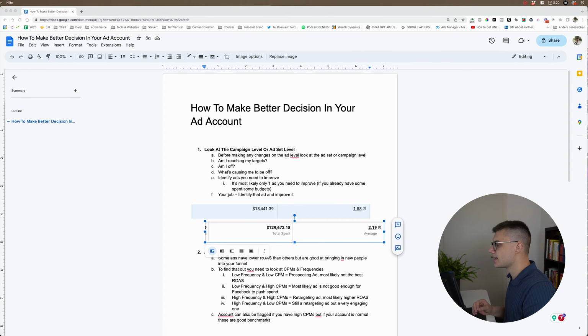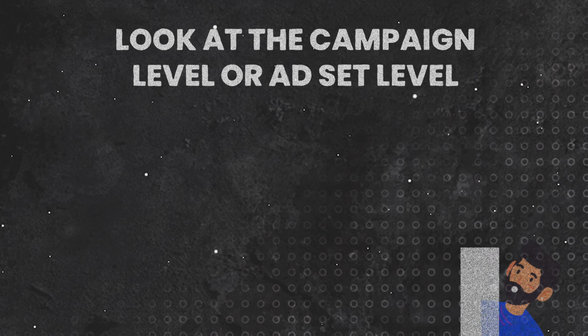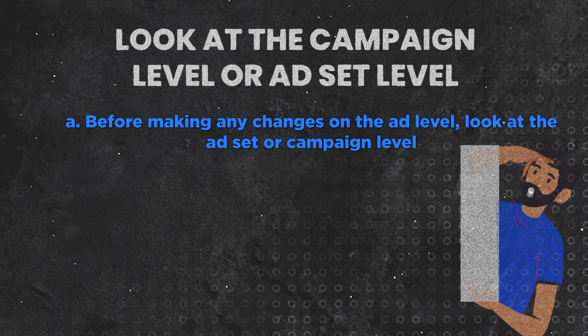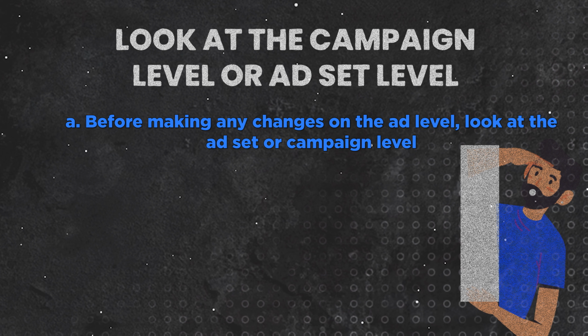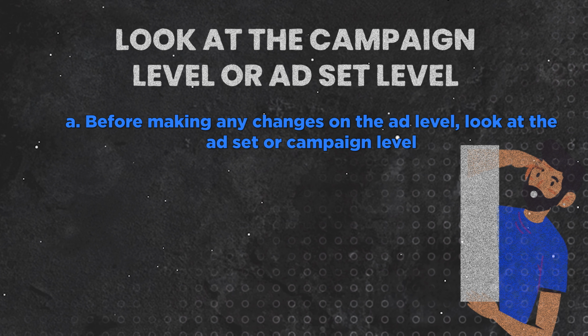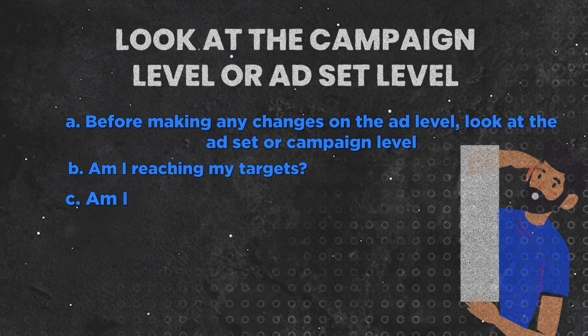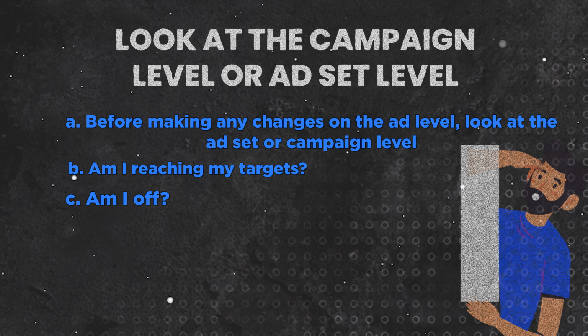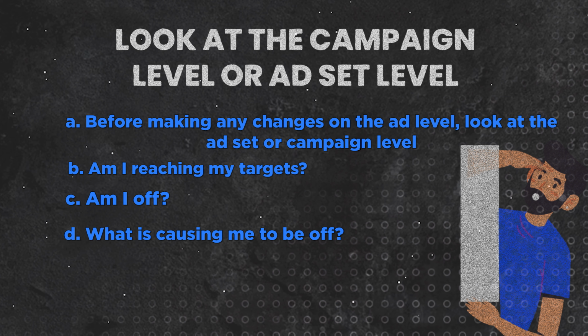So the first thing is to look at the campaign level or ad set level. Before you make any changes on the ad level, you take a look at the ad set level or campaign level and check, am I reaching my targets or am I off? Is my target CPA too high? And then you start to question yourself, what's causing me to be off? So here I have a quick example.